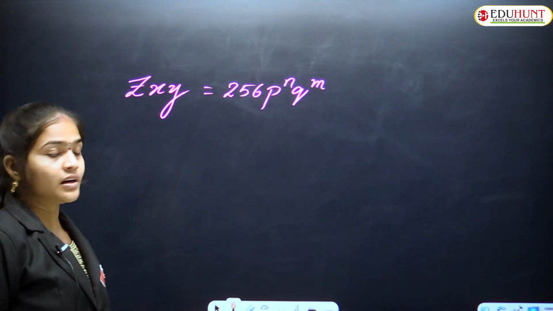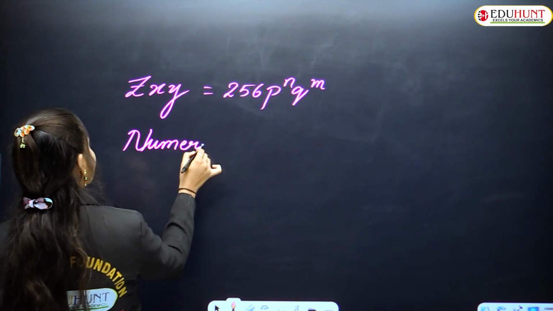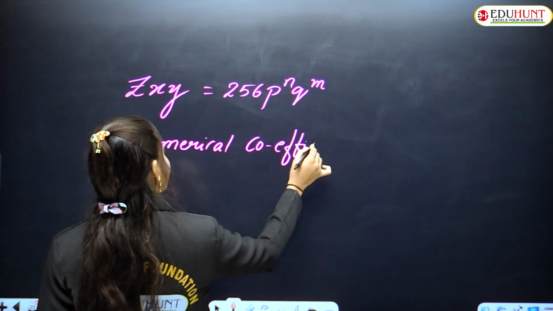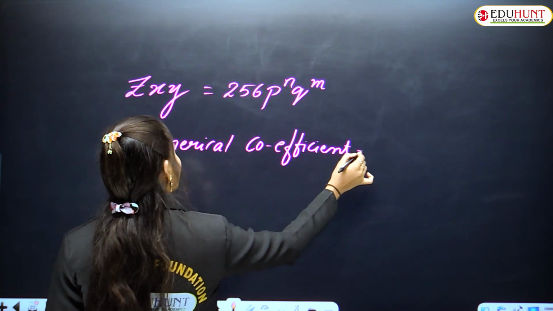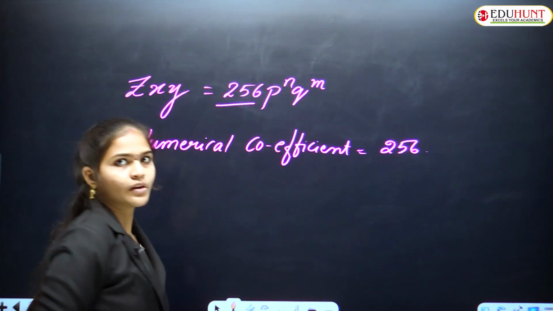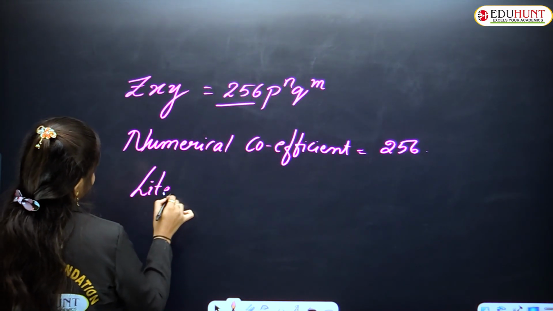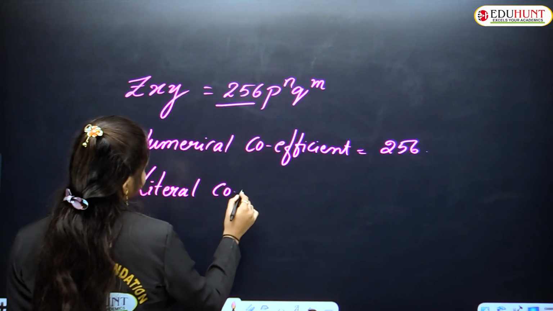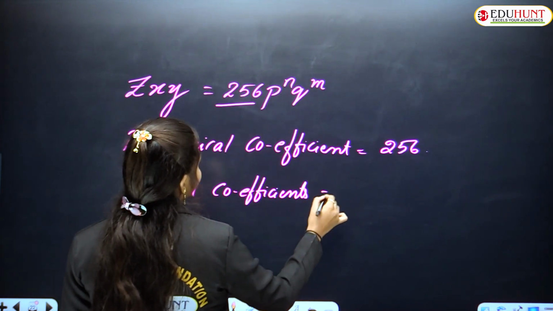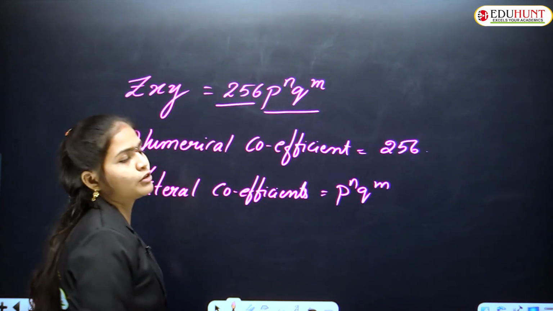After substitution, what they are asking is the numerical coefficient. Numerical coefficient means the constant value, no? So the numerical coefficient is 256. In the same way, what about the remaining two literal coefficients? Those are p power n and q power m. Those two are the literal coefficients.